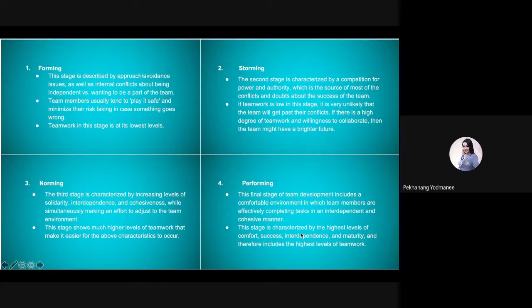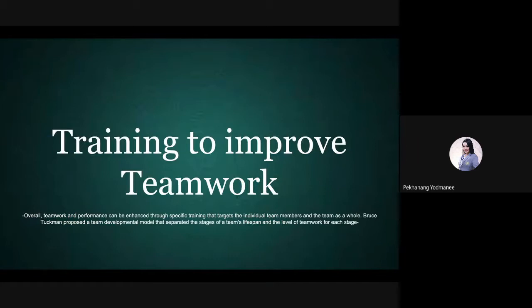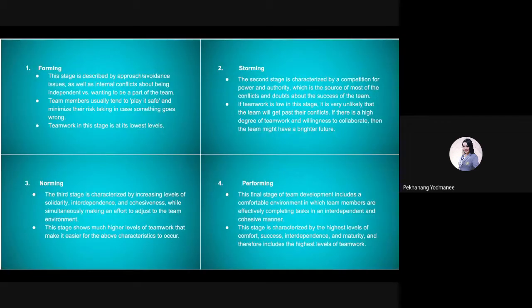Okay, guys, and we look at the last topic. This is training to improve teamwork. Okay, please look at this board. Okay, guys, this board is Bruce Tuckman's model of team stages.